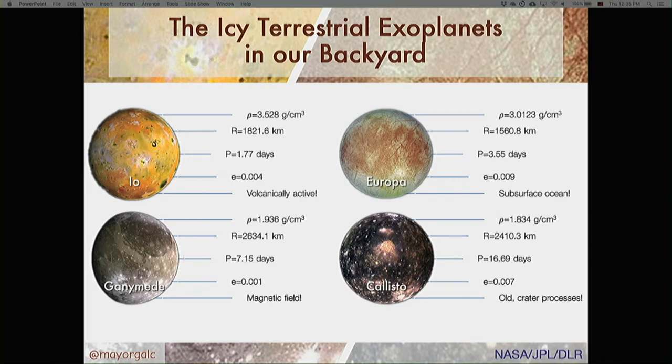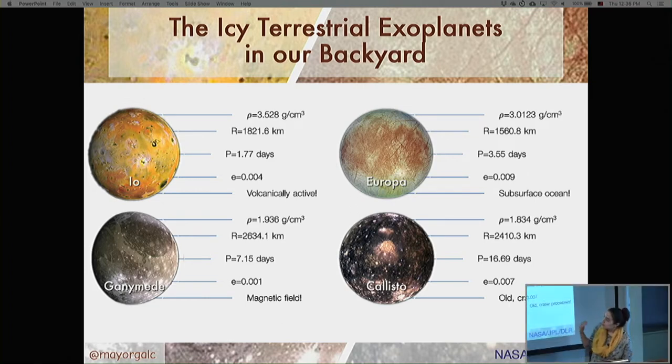Just to be clear. What I'm arguing here is that what we do know about the Galilean moons is, despite how similar they are in size and density, temperature to each other, they have had radically different evolution histories. They have different interiors. You know, some are volcanically active. It's just an old crater process. There's a global magnetic field around Ganymede. They're radically different, varied interior surfaces, and are an example of possible surfaces that we can find on terrestrial exoplanets.